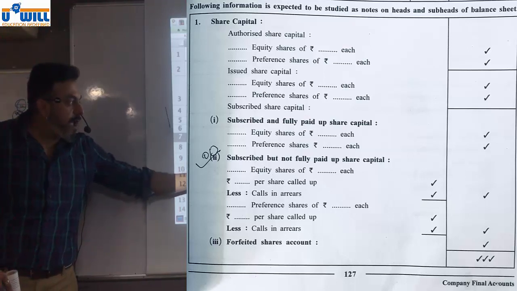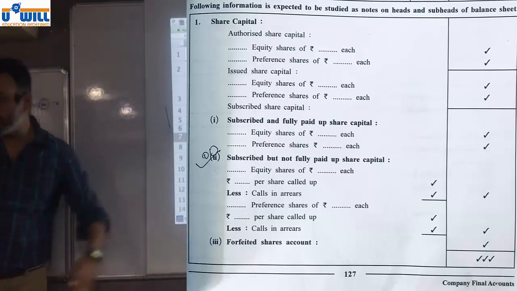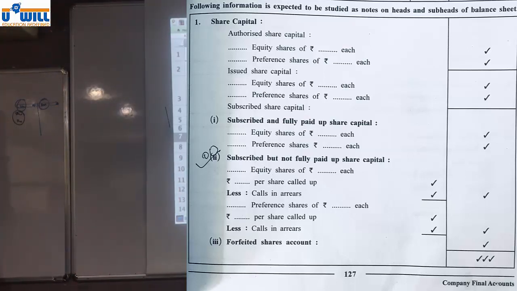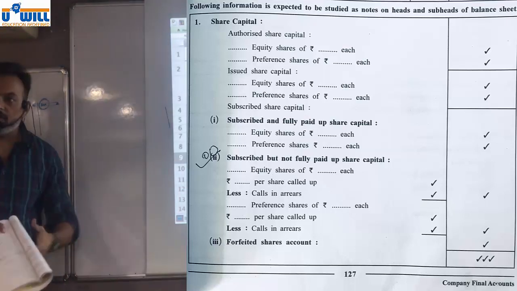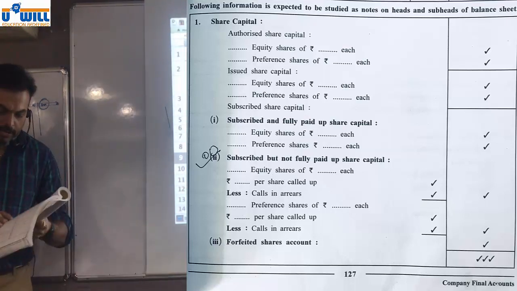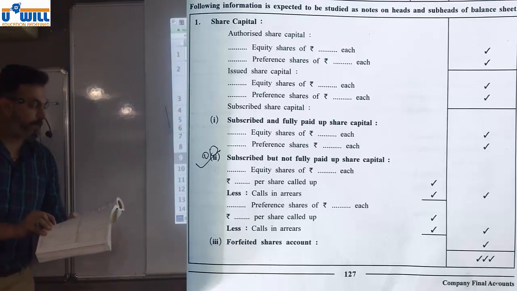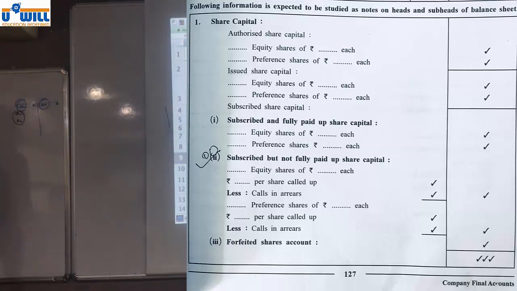Then subscribed and not fully paid up. In this case, what happens is, you can see over here, equity share may say we subtract calls in arrears. You know what is calls in arrears? Okay. And preference share में से भी we subtract calls in arrears. और उसके बाद आता है forfeited shares. You know what is forfeited shares account? Okay, shares which we have forfeited but not yet reissued. Because if they are reissued, it will be transferred to capital reserve.